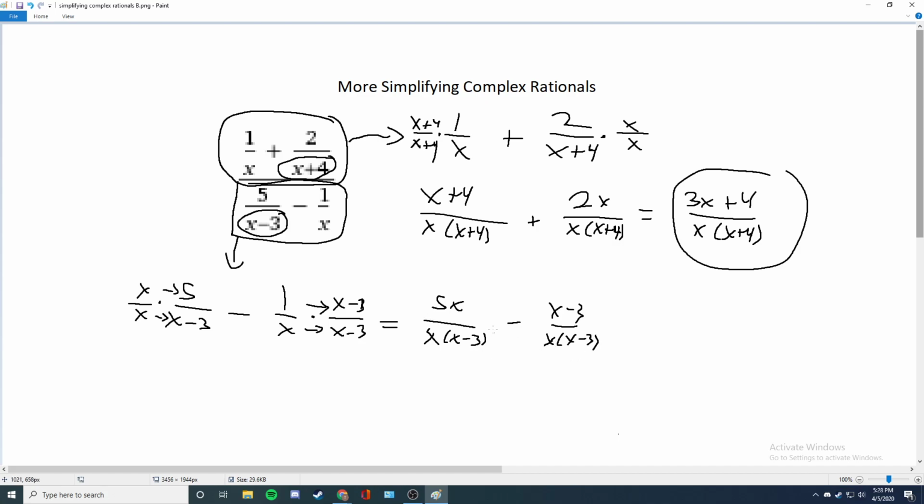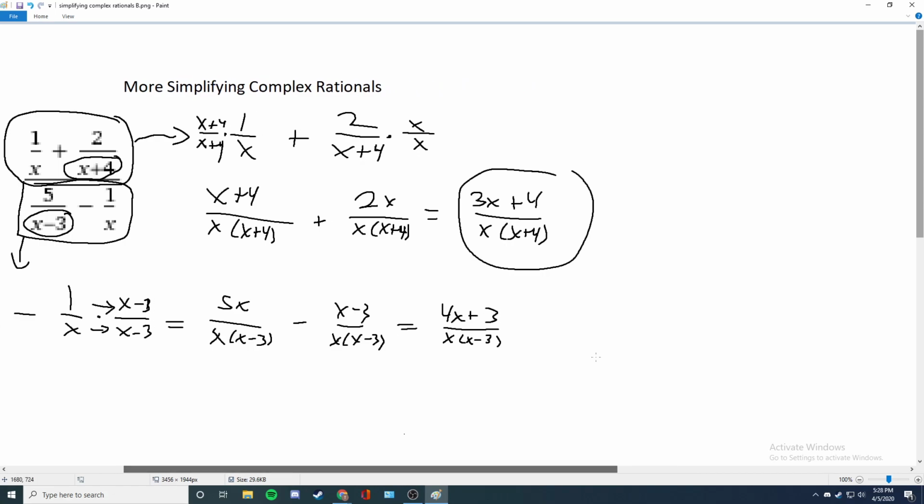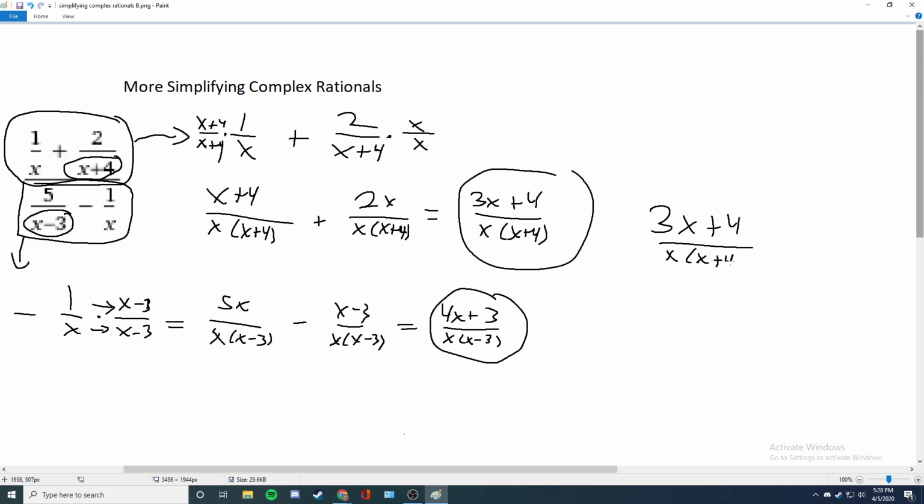So again, since the denominators are the same, we can combine like terms, and we get 4x, and since we have a minus a negative 3, it'll be plus 3 over x times x minus 3. So now, just like the previous examples, we'll take the numerator and the denominator that we have and just combine them into the same problem again. So 3x plus 4 over x times x plus 4 over 4x plus 3 over x times x minus 3.